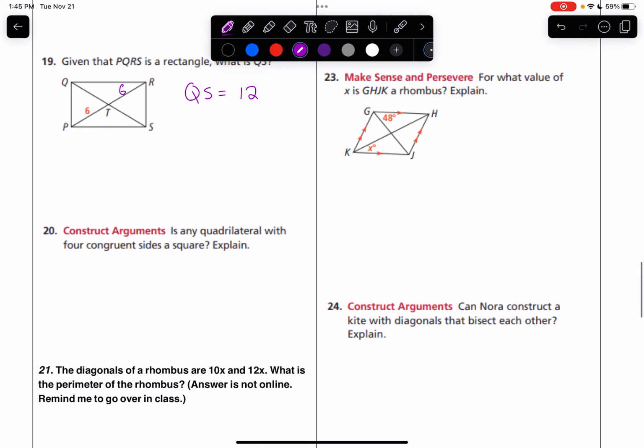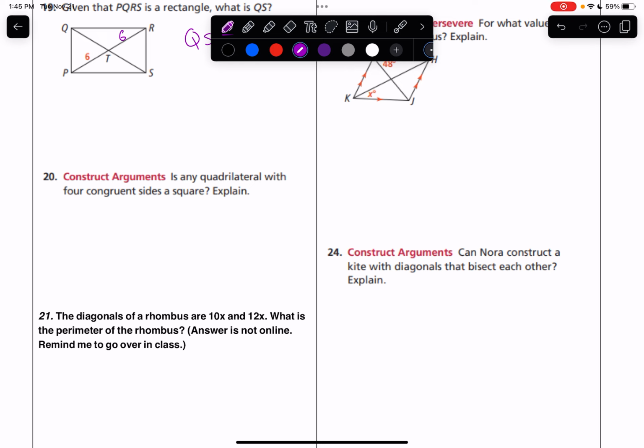Number 20, is any quadrilateral with 4 congruent sides a square? No, because it could also be a rhombus. It's only a square if it has 90-degree angles as well.